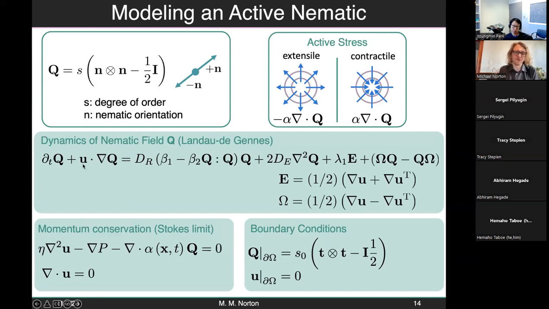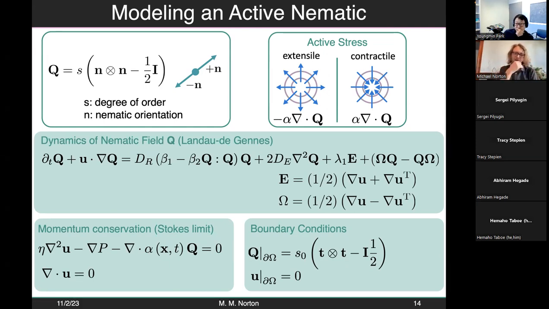And so what's driving the flow in this case? It's governed by momentum conservation in the Stokes limit. So we have our expected Laplacian of U minus grad P, but then we have this active term here. And what this is basically saying is that we have an active stress that's proportional to our Q tensor. And if alpha is positive, then we have extensile stress. If alpha is negative, then we have the reverse.